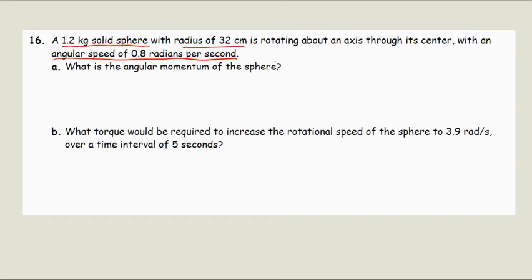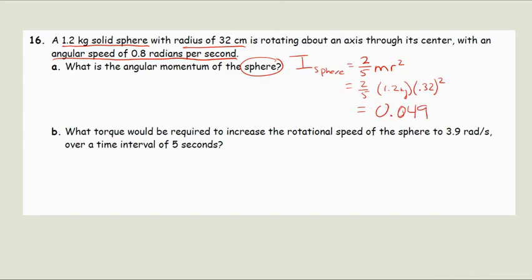Well, we know when we're dealing with a sphere, I of a sphere is equal to 2/5 mr squared. So that's equal to 2/5 times our mass, which is 1.2 kilograms, times our r, 0.32 meters squared. So I end up getting that my moment of inertia is 0.049 kilograms times meter squared.